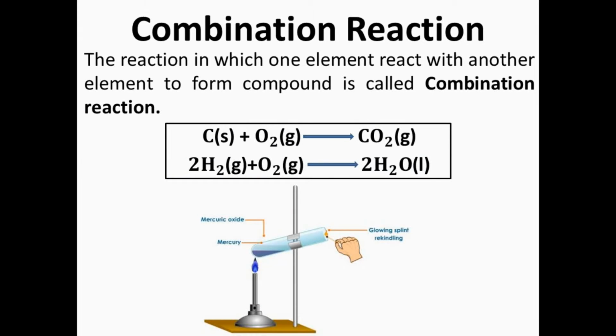So let's start with the first chemical reaction, that is combination reaction. As the name suggests, combination means two elements are combining to form a new compound. So the reaction in which one element reacts with another element to form a compound is known as combination reaction. You can see the example, carbon plus O2, it will form carbon dioxide.